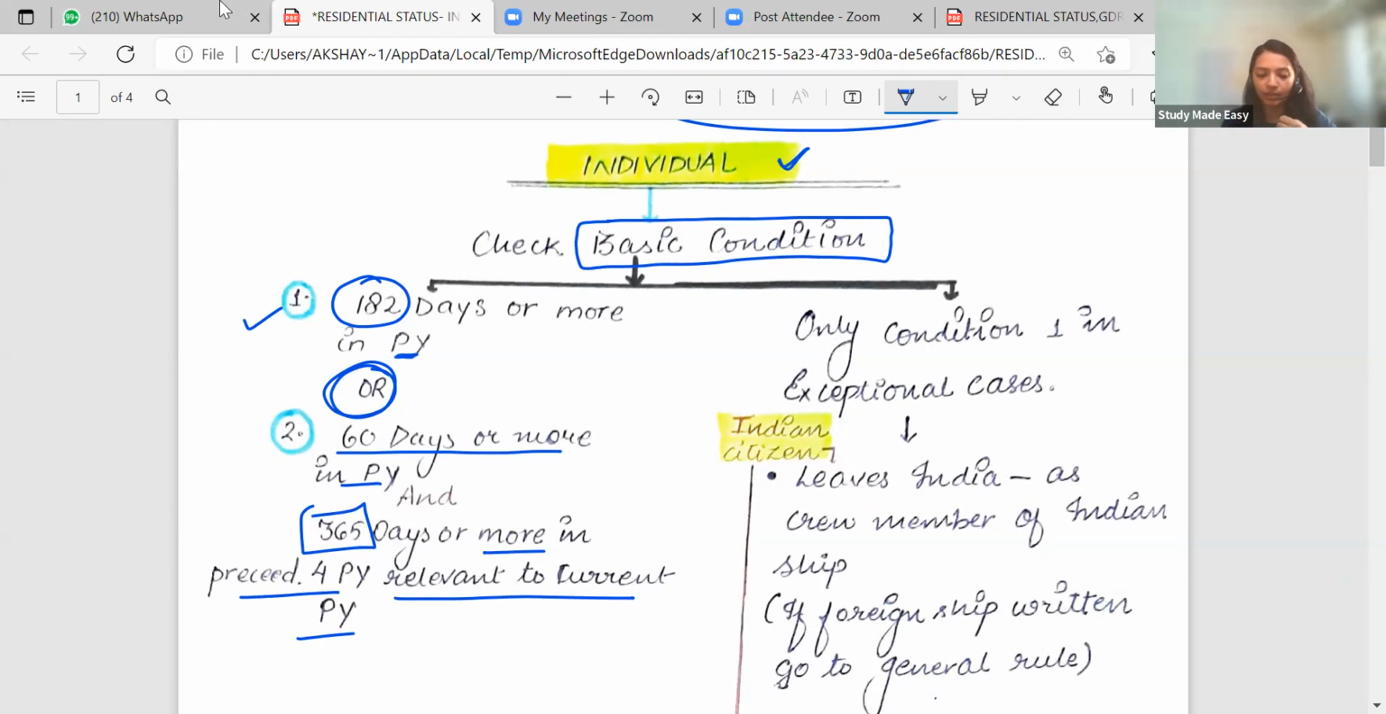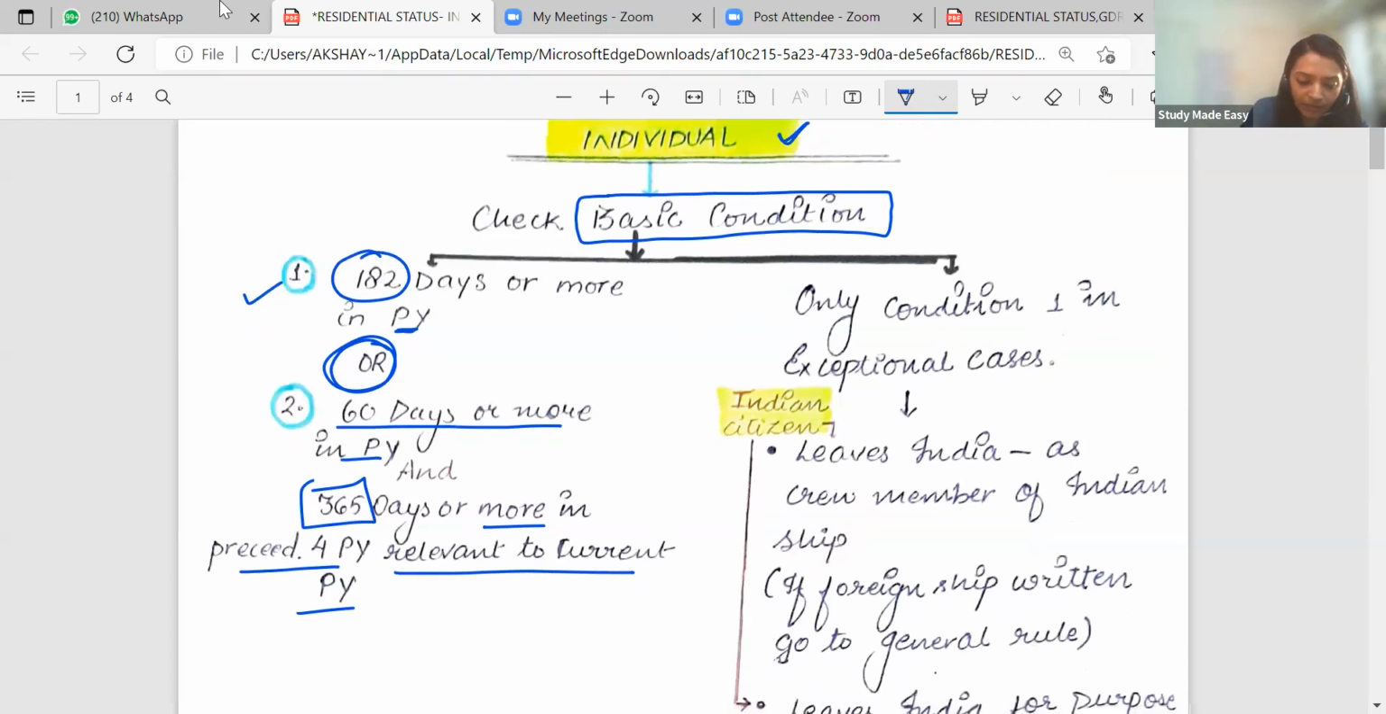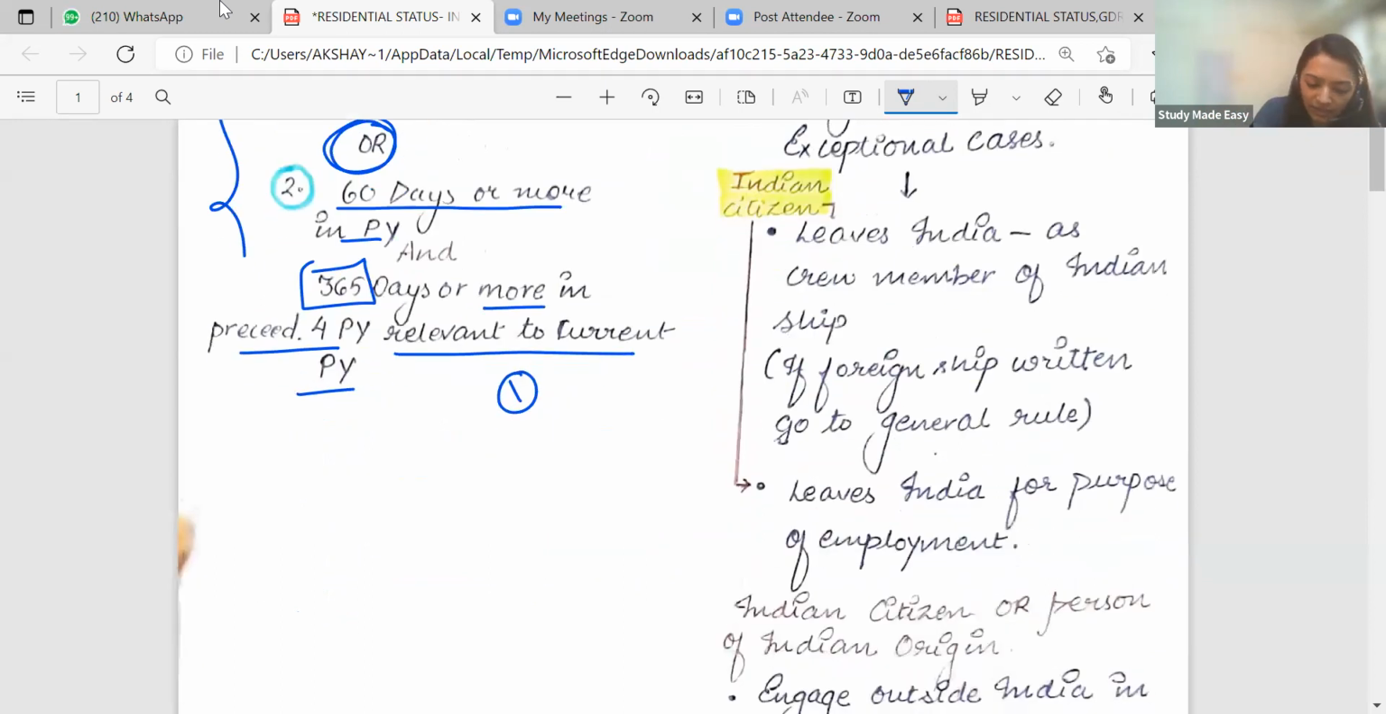That means 182 days in the previous year. If it is not applicable, then check whether the previous year has 60 days and 365 days or more in the relevant 4 previous years. Okay? If any one condition is satisfied, the person is considered to be a resident.